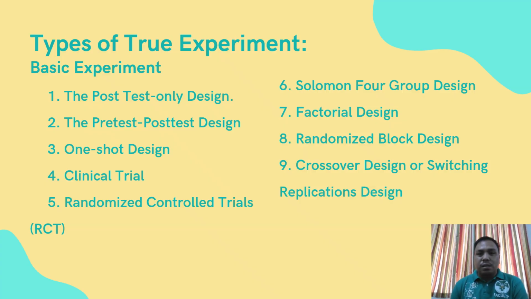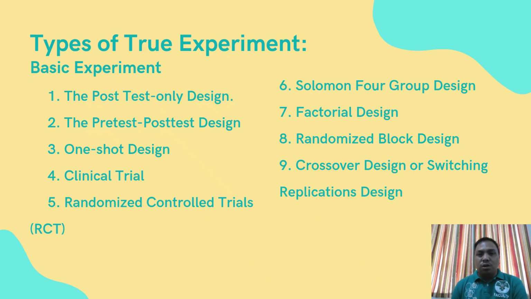The pre-test post-test design measures participants both before and after the intervention, allowing comparison of changes within and between the groups. The one-shot design involves a single group receiving the intervention and then being measured, though it lacks a control group, which limits causal conclusions. Then the clinical trials are carefully controlled studies that test the safety and effectiveness of medical treatments or interventions following strict protocols.